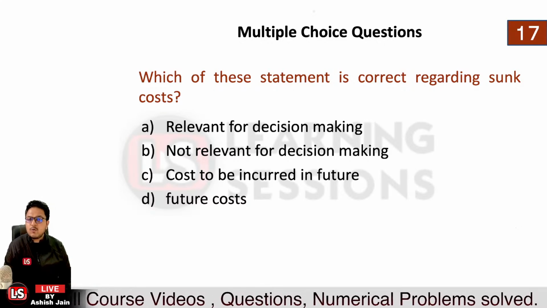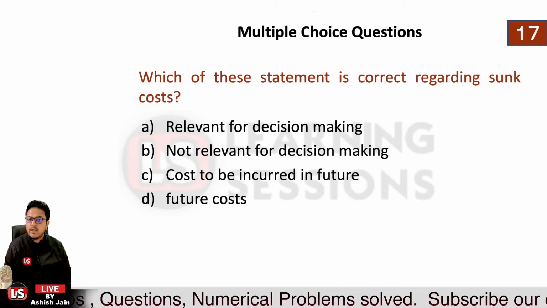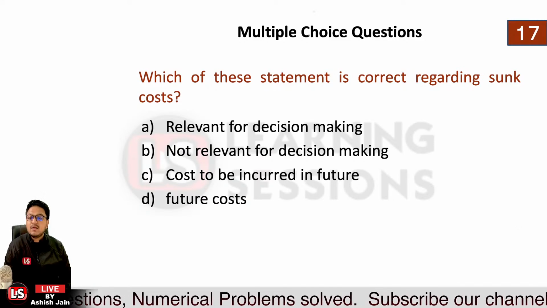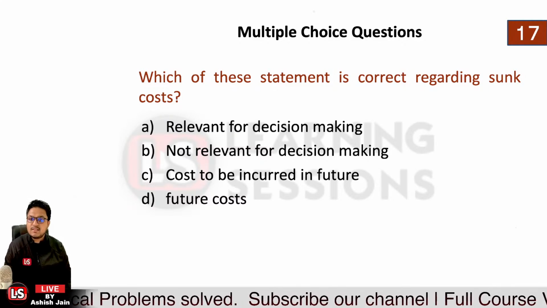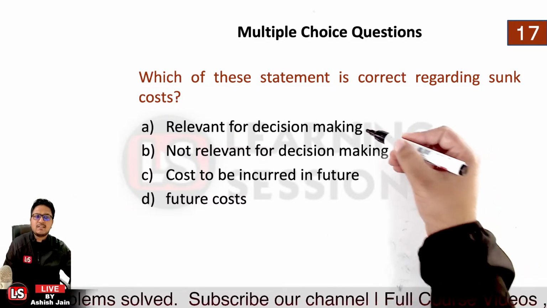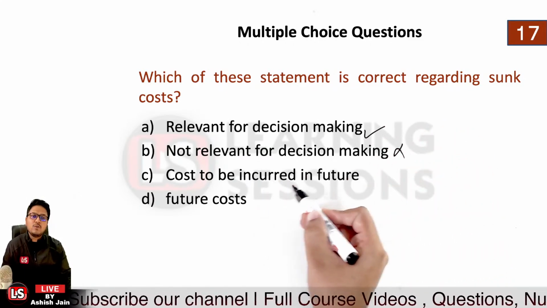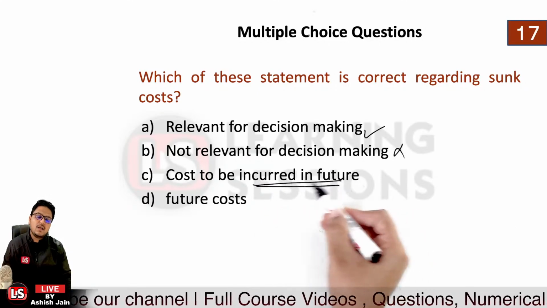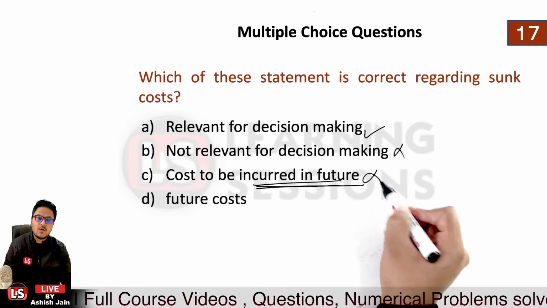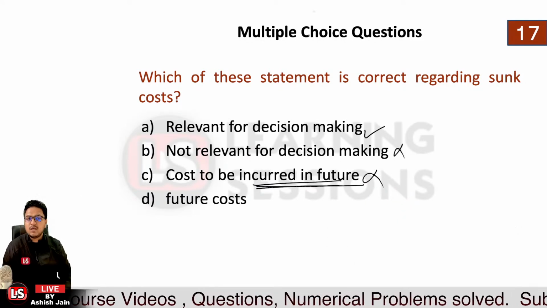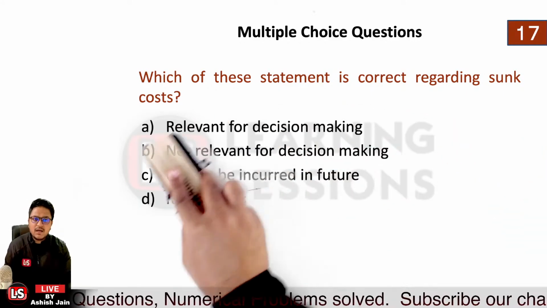So sunk cost is related to what? It is a cost which has already been incurred, and you cannot control it, you cannot reduce it, but you can make decisions based upon it for future purposes. So it is relevant for decision making. It is not relevant for decision making, so this would be wrong. Cost to be incurred in future is totally opposite, because sunk cost is related to the cost that has already been incurred. So option A for question number 17 would be the right answer.